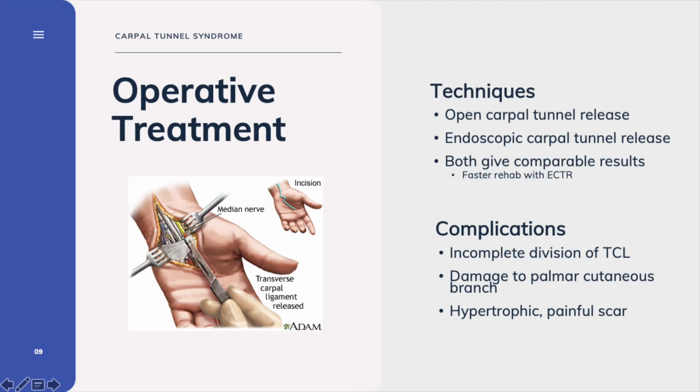Operative treatment involves complete division of the transverse carpal ligament. There are two surgical options, including open release of the transverse carpal ligament or endoscopic carpal tunnel release. Both demonstrate comparable results, with literature reporting faster rehab with endoscopic release. Complications include incomplete division of the transverse carpal ligament, damage to the palmar cutaneous branch, and a painful hypertrophic scar afterwards.